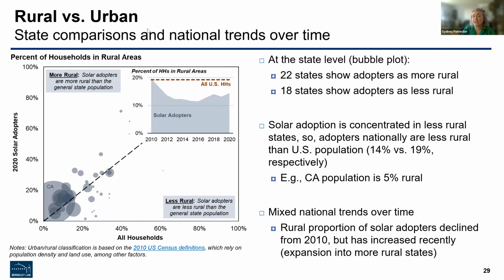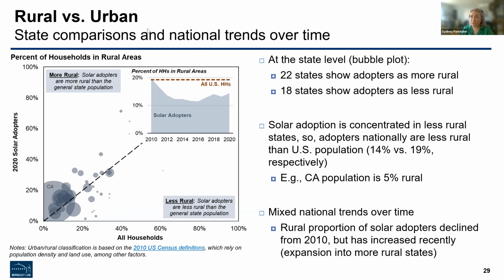So moving right along, we looked as well for the rurality of the locations of these households. And you can see that at a state level, again, the bubble plot, similar format, but 22 states essentially fell on the upper left. So more rural, the adopters are more rural than their state population versus 18 states less rural than their state population.